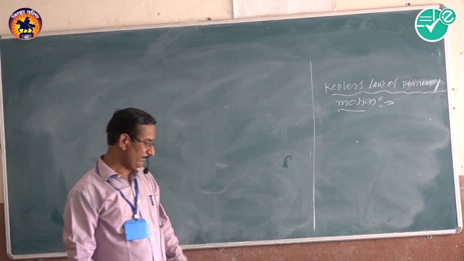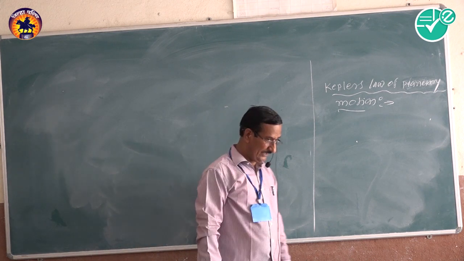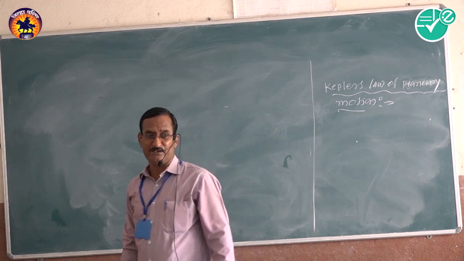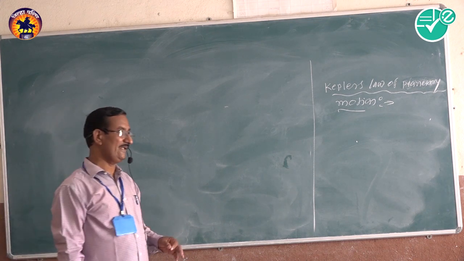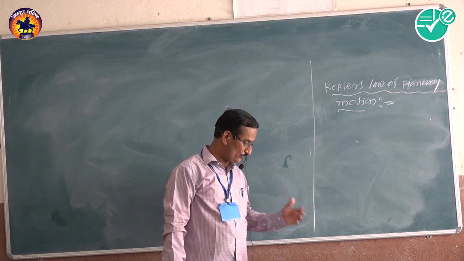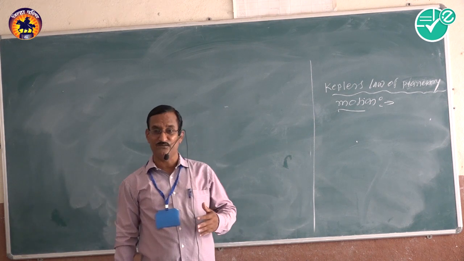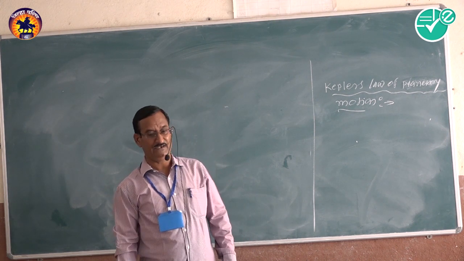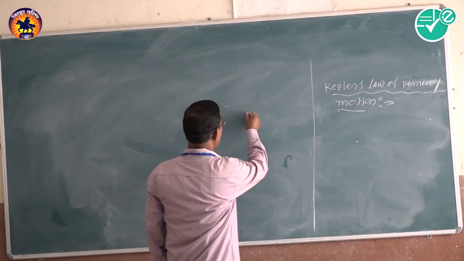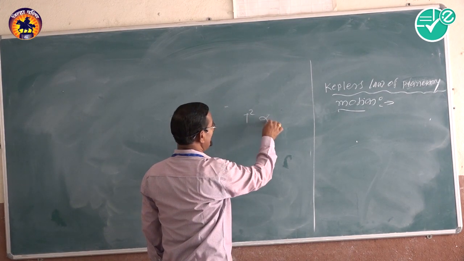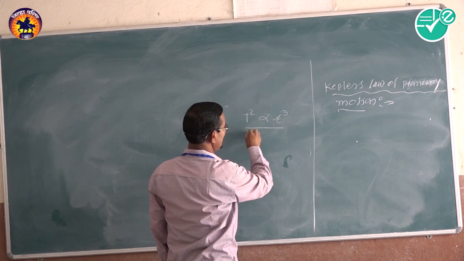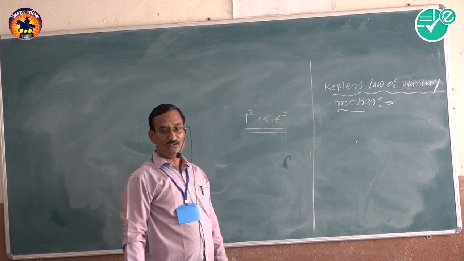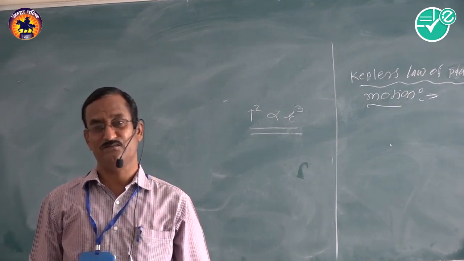Then Kepler's third law states that the square of the period of the satellite is directly proportional to the cube of the radius of that satellite. That is, T squared is directly proportional to r cubed. That is the statement of Kepler's third law.